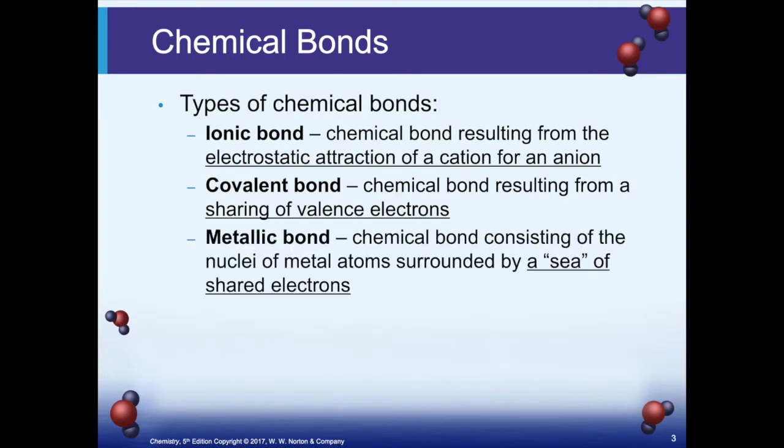Okay, and then the one we're just going to mention in this bullet, and that's it: metallic bonds. Those are unique in that, and the name kind of gives it away, they involve pure metals or metal alloys. So they are a chemical bond consisting of nuclei. Remember, nuclei is just the plural for nucleus, okay? So the chemical bond consisting of the nuclei of metal atoms surrounded by a sea of shared electrons, okay? And that's about all we're going to say about metallic bonds.